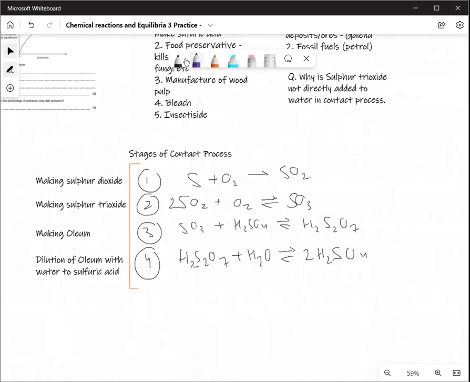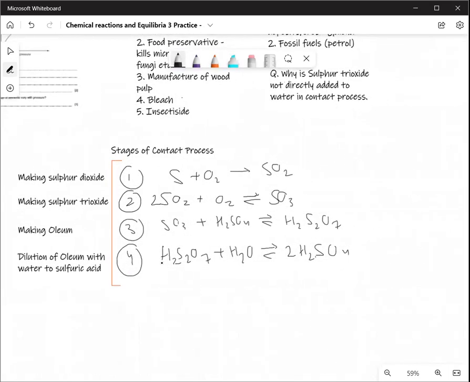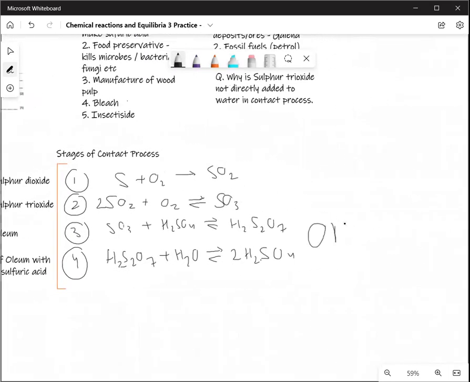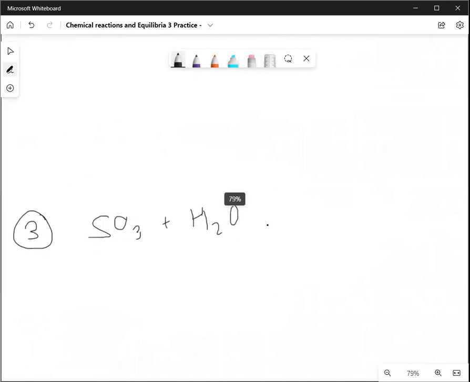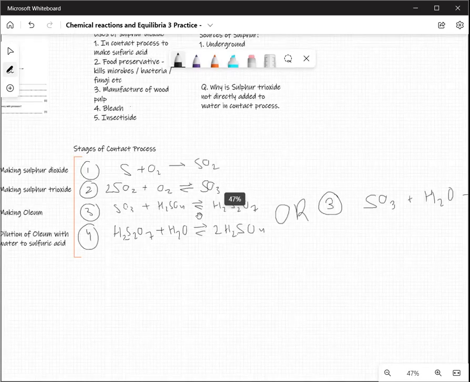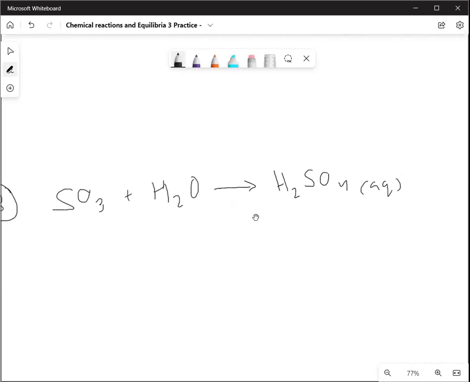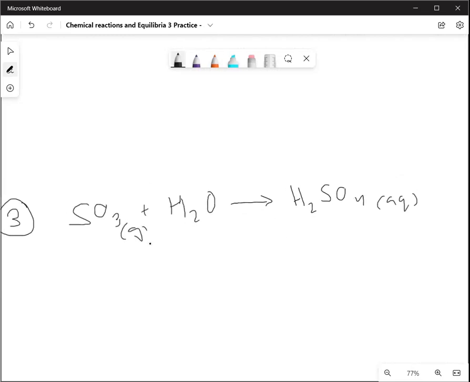Fine. Now you tell me, why do I make it like this? I could have done this directly in the third stage, I could have done SO3 plus H2O. What would this give me? This would give me H2SO4. That is what I wanted. So why am I doing this extra step here? Why am I not making it directly? Do you know the answer?